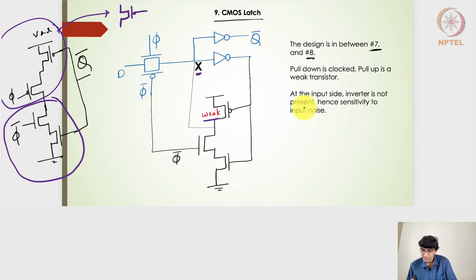At the input side, the inverter is not present, and there is sensitivity to the input noise. This particular portion, we always had an inverter in the last 2 designs. So that is taken away. If that is gone, then we will have input noise sensitivity issues, and that's what this particular latch is having, because the inverter is not there. But the output inverter is there, so it becomes insensitive to the output noise, which is good for the circuit, right? So that's about this particular circuit 9, or design number 9. We saw design number 7, design number 8, and then design number 9.